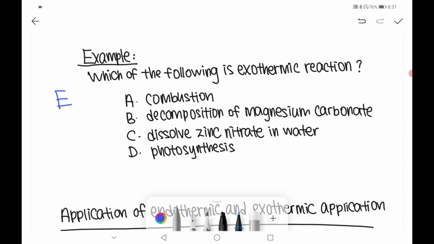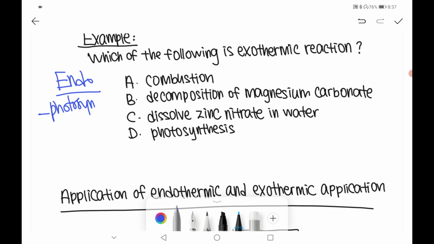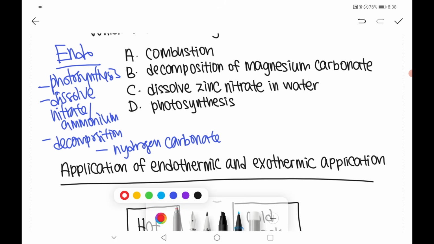Let's see. So what are the endothermic reactions that I teach you? The first one is photosynthesis. Photosynthesis is endo. The second one is you can dissolve nitrate or you can dissolve ammonium. The third reaction is decomposition. And the last one is hydrogen carbonate. Any reaction that involves hydrogen carbonate, that is endo. So you only need to memorize these 4. Anything not in these 4, they are exo.